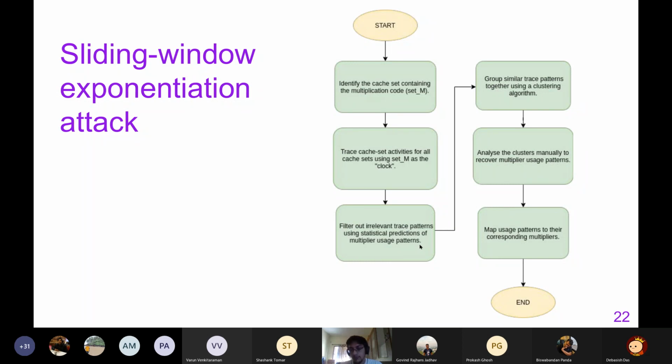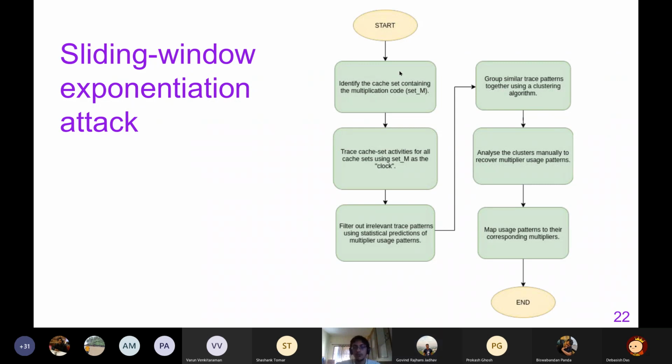And then we can check for activity in the scanned cache set, the one that is under contention about whether this is, say, a trace pattern corresponding to this algorithm or not. And then, using the original multiplication code set as a clock, we can time and measure exactly if the accesses are happening corresponding to this set. So that is also a measure in it.